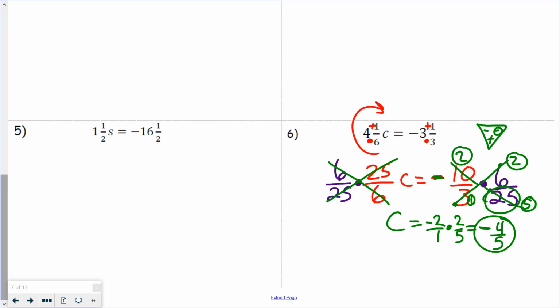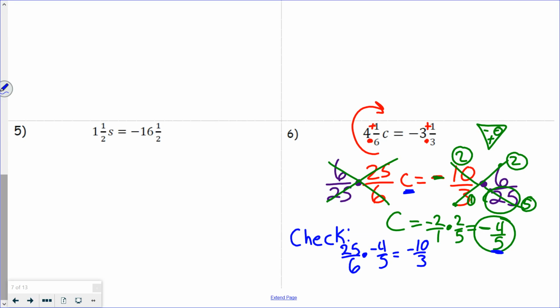But as always, we have to check the work. When I check my work with mixed numbers, I leave them as the improper fractions I made them into. Otherwise, you're going to repeat the same process twice, and that's more work. We don't like making more work. We're going to work smarter, not harder. So to check my work, I'm going to keep my 25/6, replacing C with my -4/5, and we want to see if that equals -10/3.